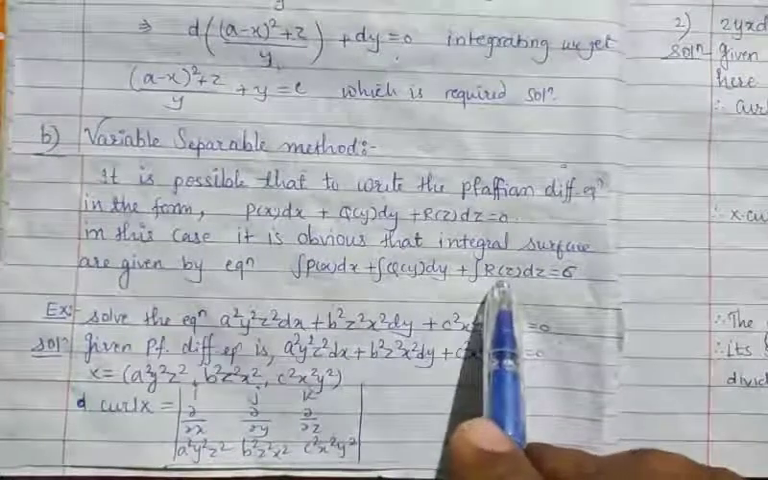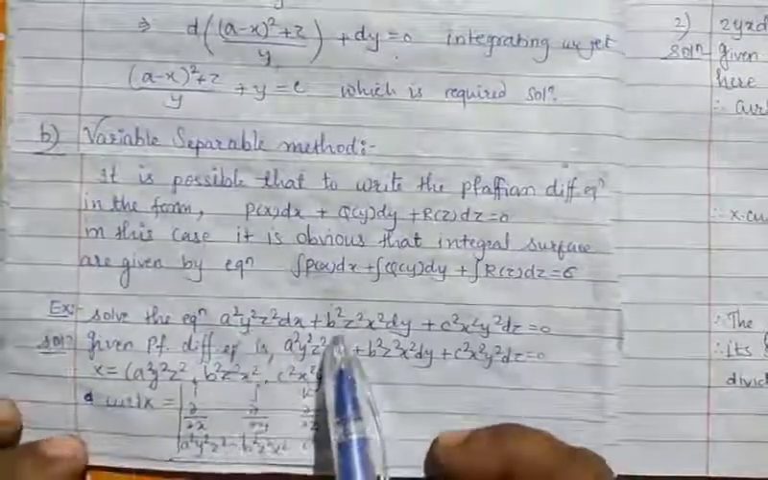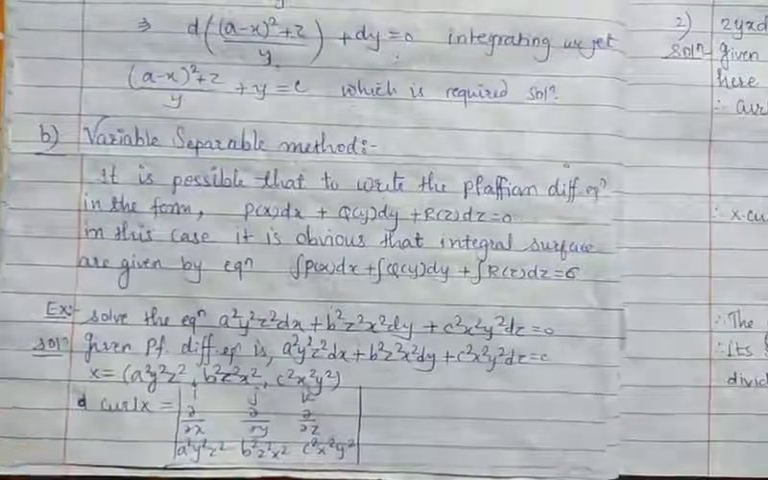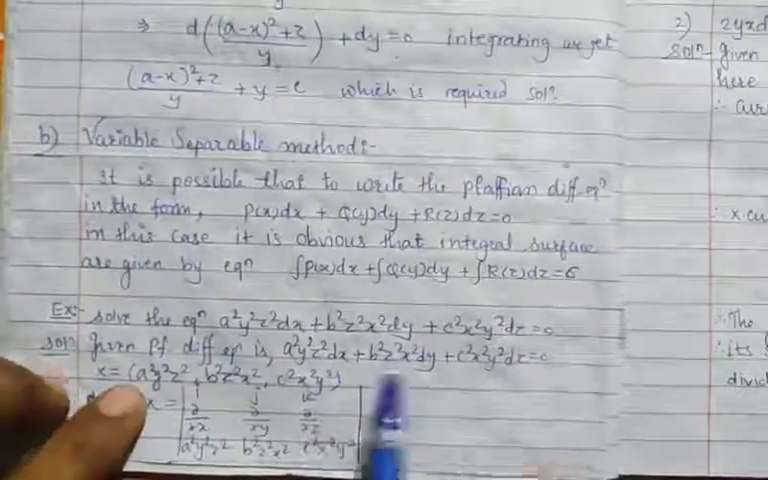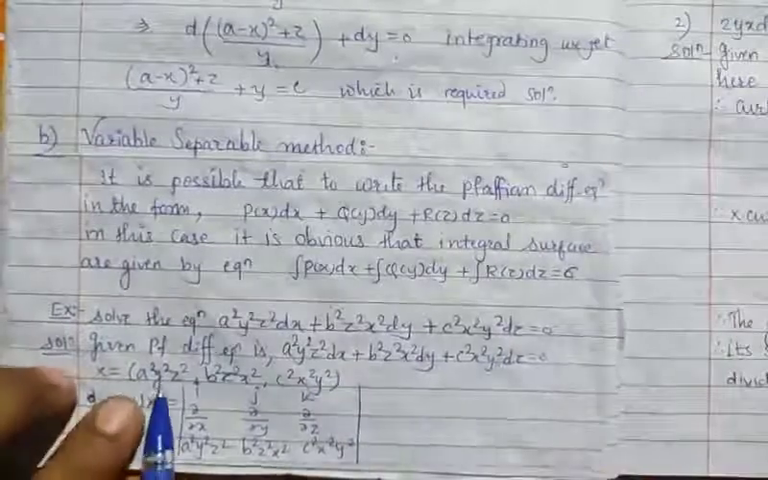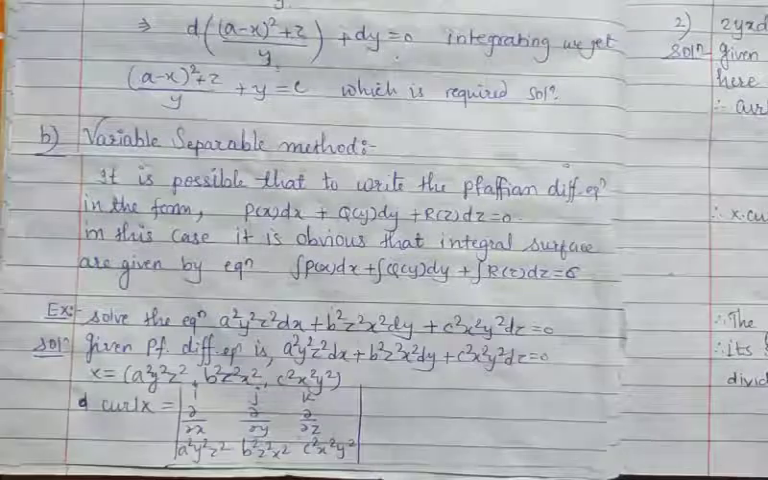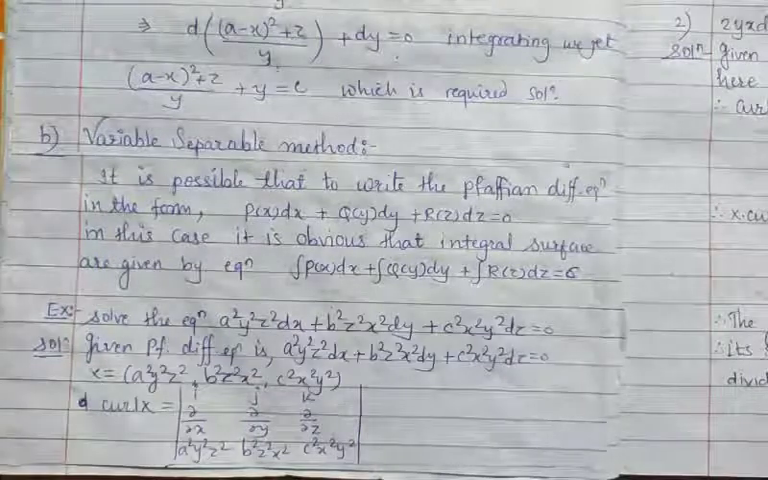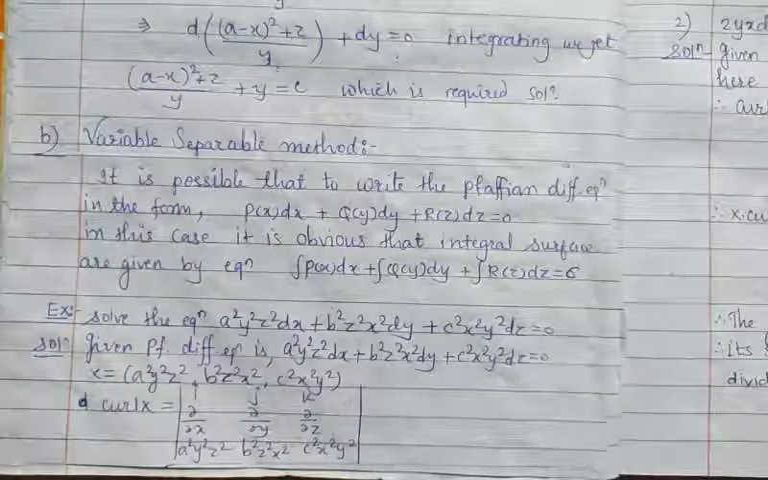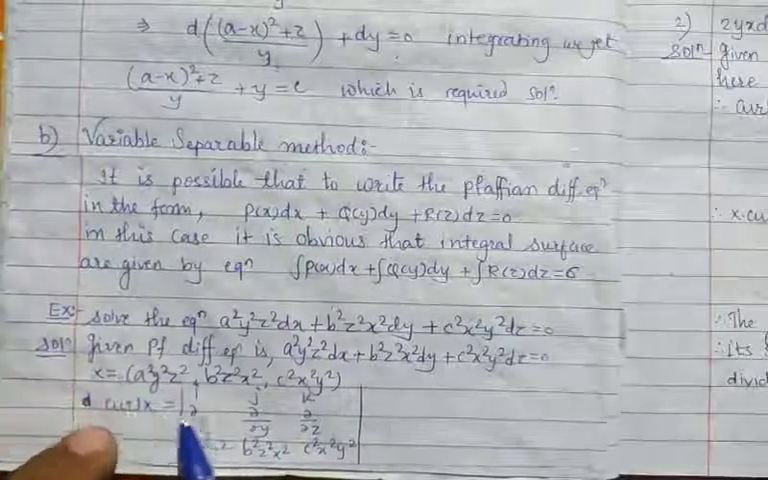So what do we get here? This is P, Q and R. Therefore the given Pfaffian differential equation is this. Now check whether it is integrable or not. It is sufficient to check that X dot curl X is equal to 0. So here this is the X and curl X.